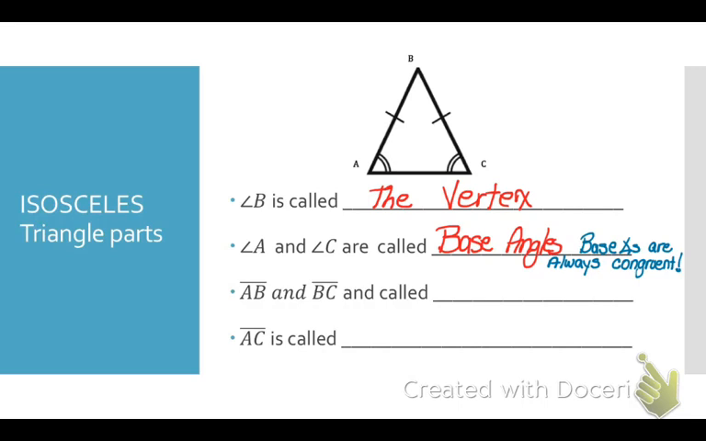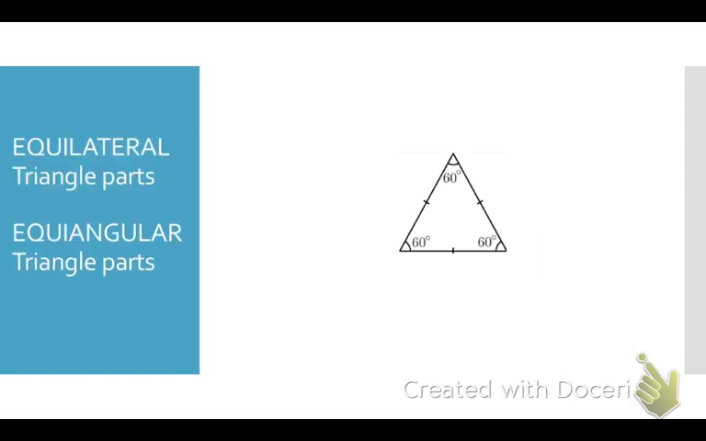And then what we call the two congruent sides, in this example AB and BC, are the legs of the isosceles triangle, and we call the third side, AC, the base. So we will be using this terminology, but the thing I really want you to know is that all base angles of isosceles triangles are congruent.